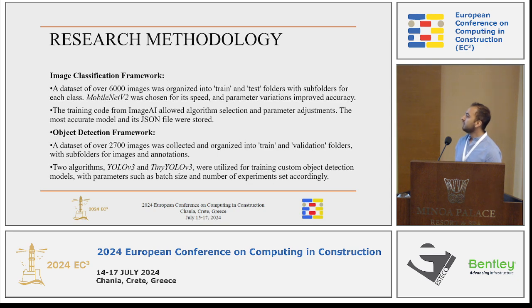For object detection, a dataset with over 2,700 images was created and divided into train and validation folders. Additionally, 2 algorithms, YOLOv3 and TinyYOLOv3, were both employed for the purposes of this task, along with the variation of other parameters like batch size, number of iterations, and a pre-trained model.